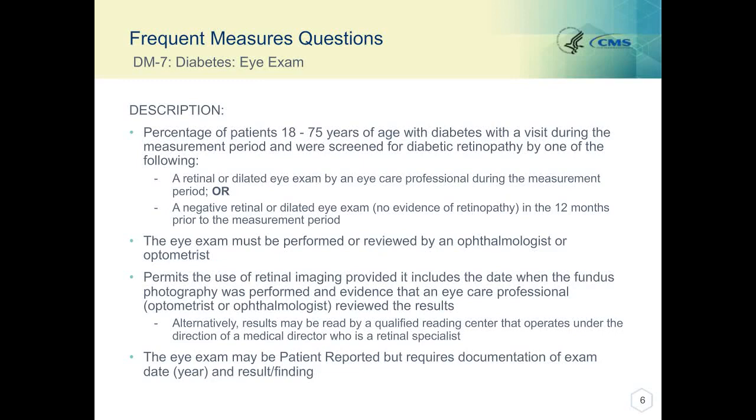So the first frequently asked measures question that we want to cover today has to do with DM7, the diabetes eye exam. Here on the screen we do have information that you will find in the posted measure document, including the description. Also included in the measure document is the fact that the eye exam must be performed or reviewed by an ophthalmologist or optometrist. However, be aware that if a PCP happens to do the eye exam, as long as it was reviewed by the optometrist or ophthalmologist, that would be sufficient.